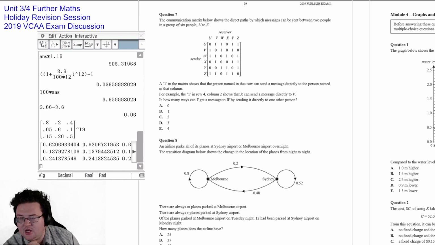W can only receive messages from U, V, and Y. And Y can't actually message U and V. Therefore, this is a trick question and it's 0.